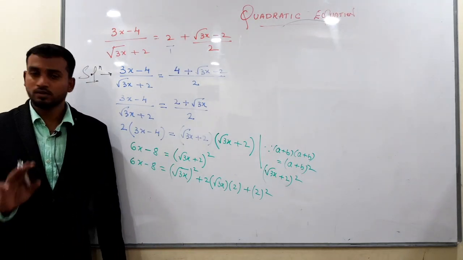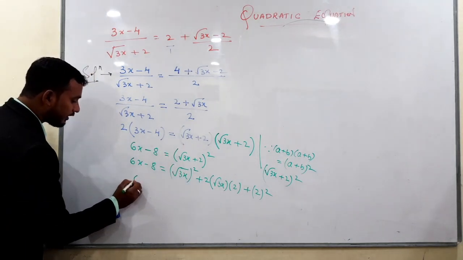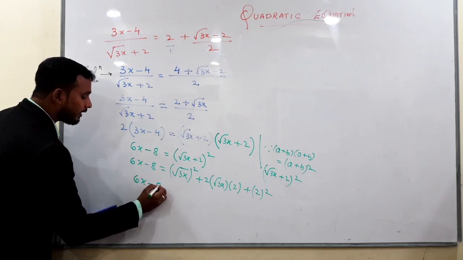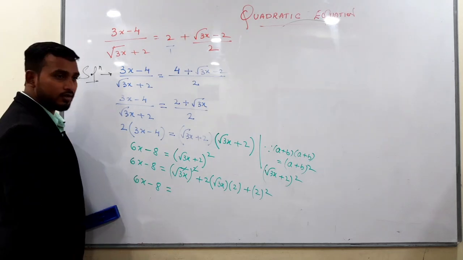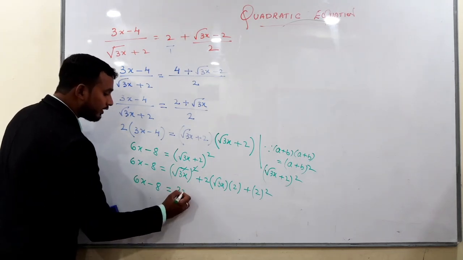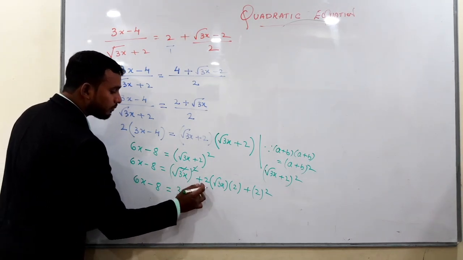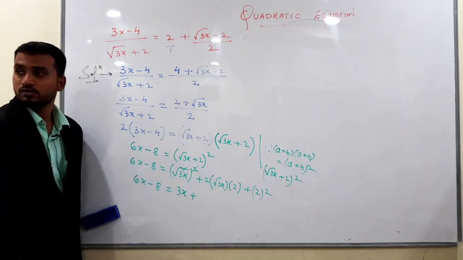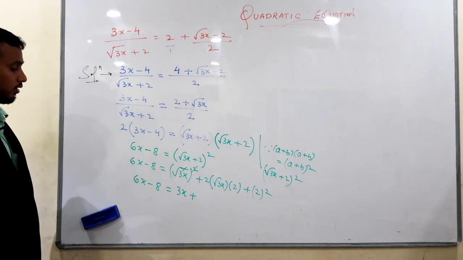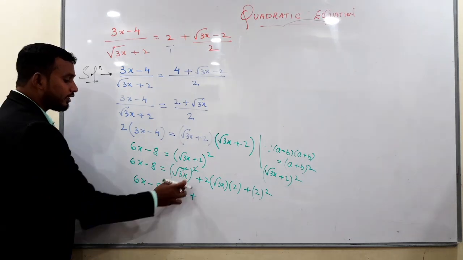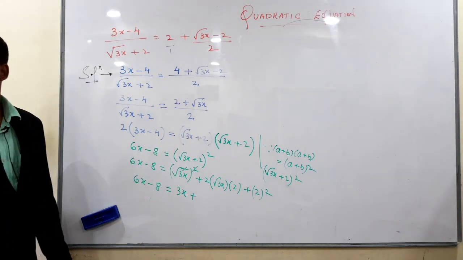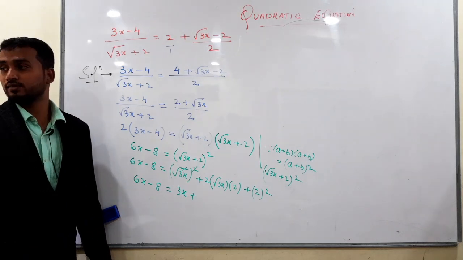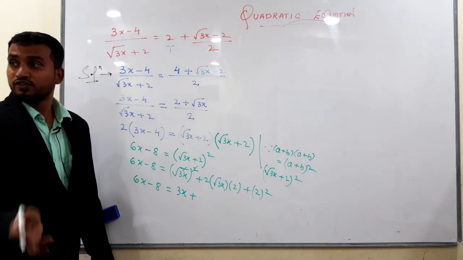Concept clear? Good. Now we can see 6x minus 8 equals this square, and this square and square root will get cancelled. So the left out part is 3x plus, into plus is plus. This complete term is under root 3x. That is not root 3 into x. That is root 3x, root of 3x.